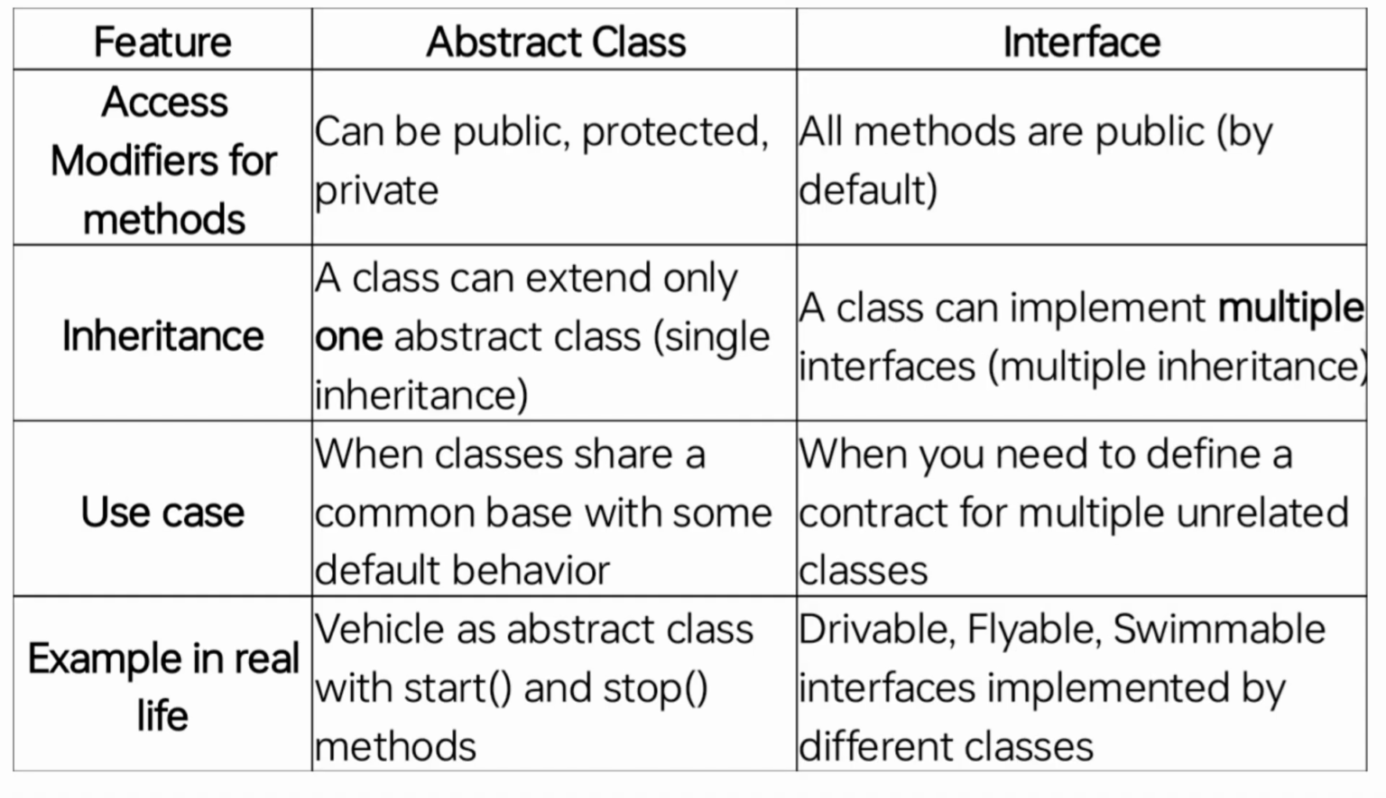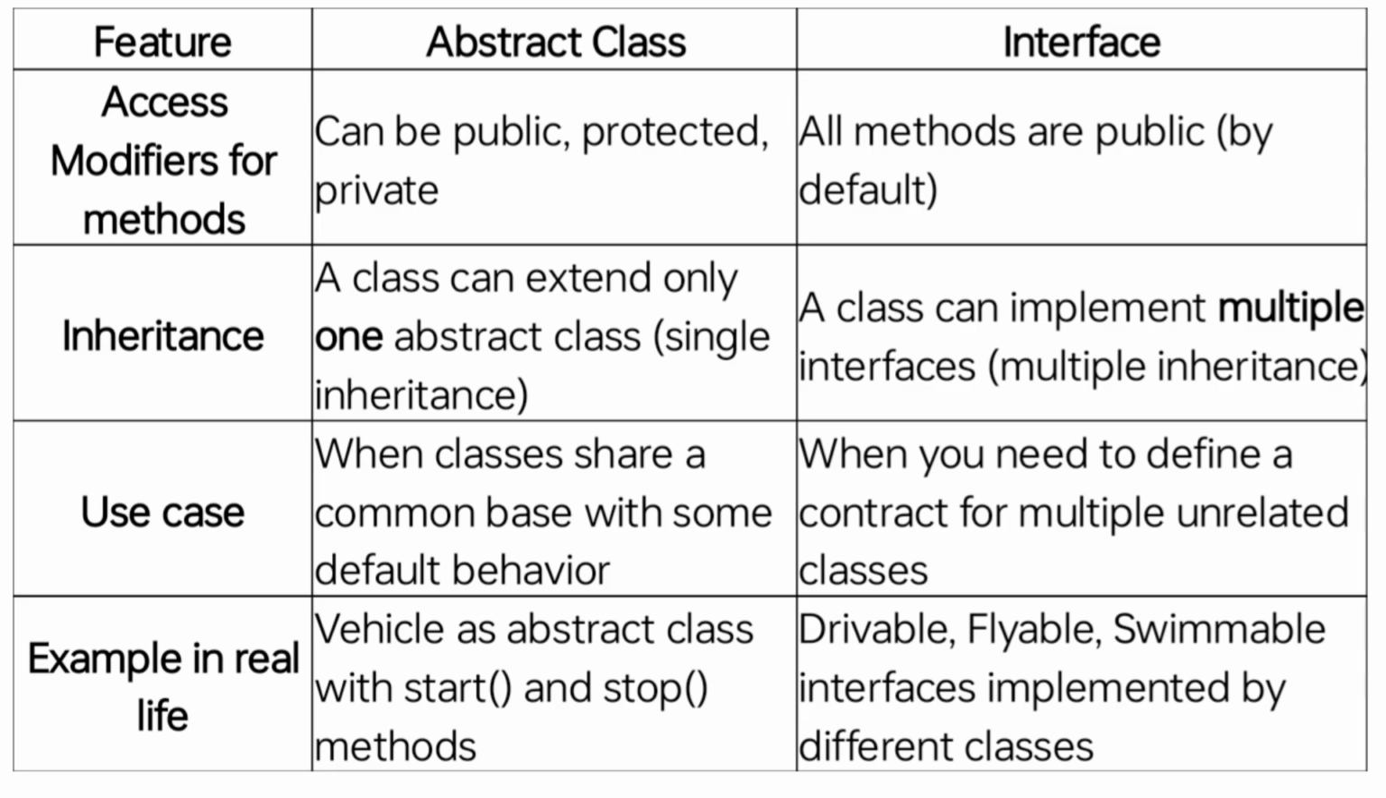Abstract class access specifiers can be public, protected and private. Interface members should be public, or by default. For inheritance, a class can extend only one abstract class, but in interfaces we can implement more than one interface. Abstract classes are used when classes share a common base with some default behavior. Interfaces are used when we need to define a contract for multiple interrelated classes.